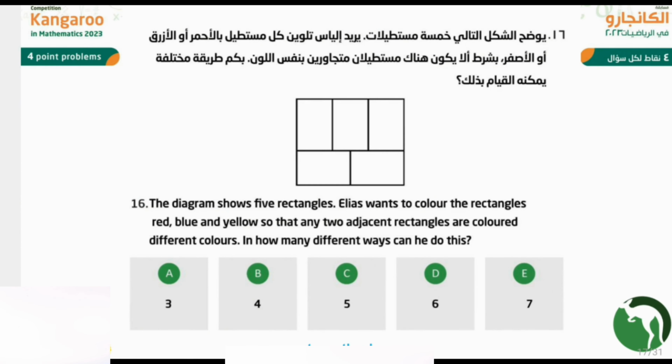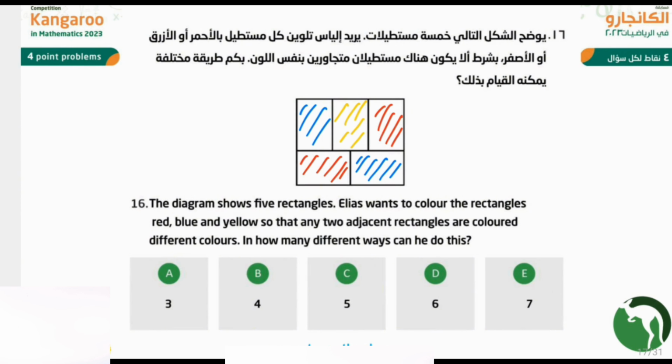Okay, now in question number 16, the diagram shows 5 rectangles. Elias wants to color the rectangles red, blue, and yellow so that any two adjacent rectangles are colored different colors. In how many different ways can he do this? At first, if we assume that this one is colored red and this one blue, we will color this one red again and this one blue. But here in the middle, we have to use yellow because it is adjacent to red and blue.